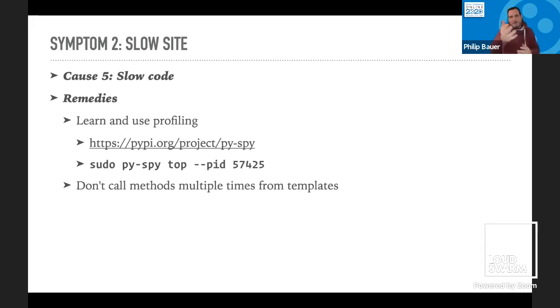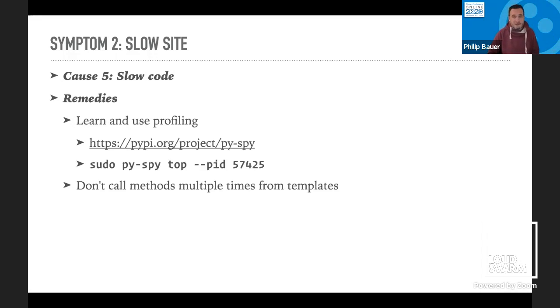You just run it, pass it the PID, the process ID, and you can start it and stop it again. It even runs in Python 3, but it can even profile code that is running in Python 2. It's really handy if you have one browser view and you're wondering why that takes so long. Just start PySpy, render that browser view, and it'll tell you why it's so slow, probably. Also, obviously, don't call multiple methods multiple times from templates.